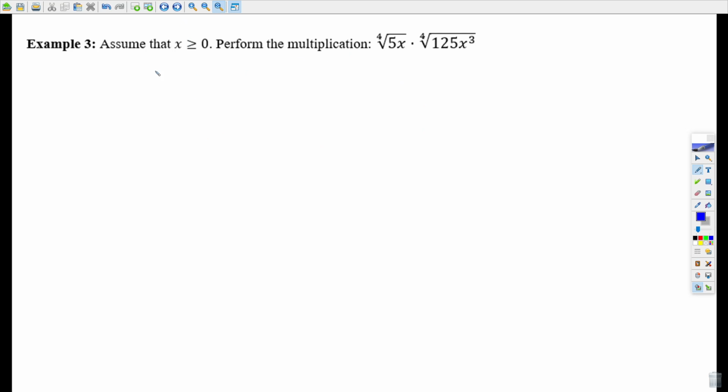All right, let's throw some variables in there. We're going to assume that our variable is a positive number. Perform the multiplication. So we're going to multiply these two together like we did before. They're both 4th roots, so that's perfect. So we're going to have the 4th root of 5x times 125x to the 3rd.